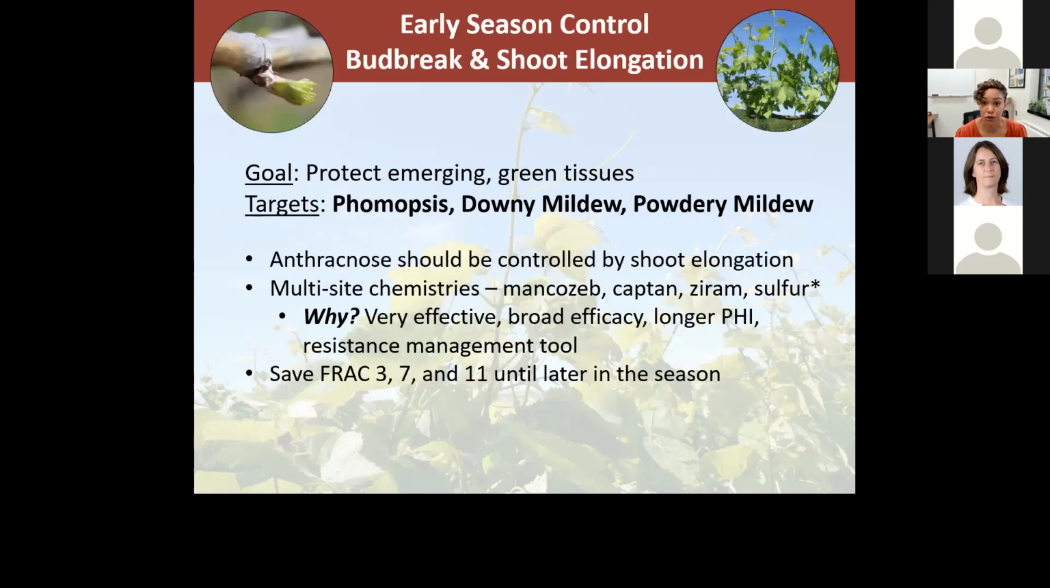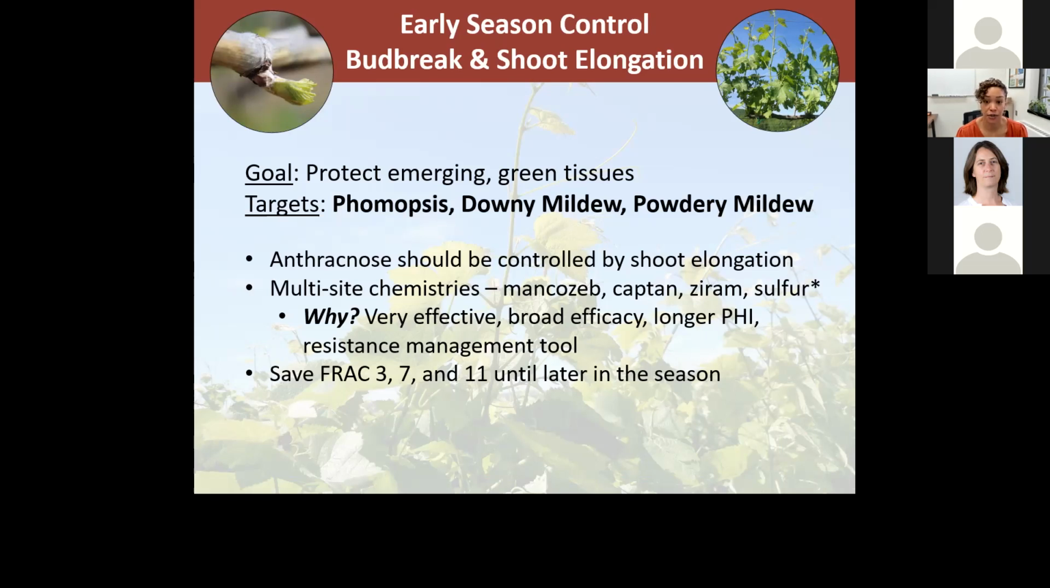So early season control, thinking bud break to the shoot elongation period. The goal here is really to protect those emerging green tissues, right? And who loves those emerging green tissues? Phomopsis, downy mildew, and powdery mildew. For that reason, those are going to be your big targets during this period. Hopefully by shoot elongation, anthracnose infection should be controlled. We try and recommend the multi-site chemistries at this point in the season, like your Mancozeb, Captan, Ziram, and sulfurs, because they have the longer PHIs.